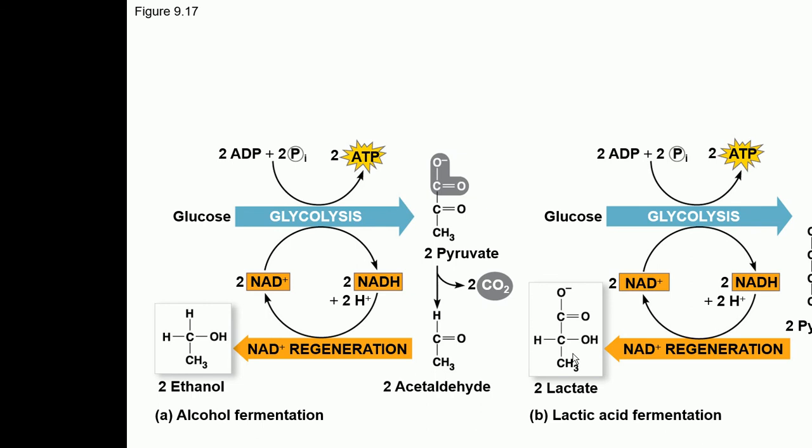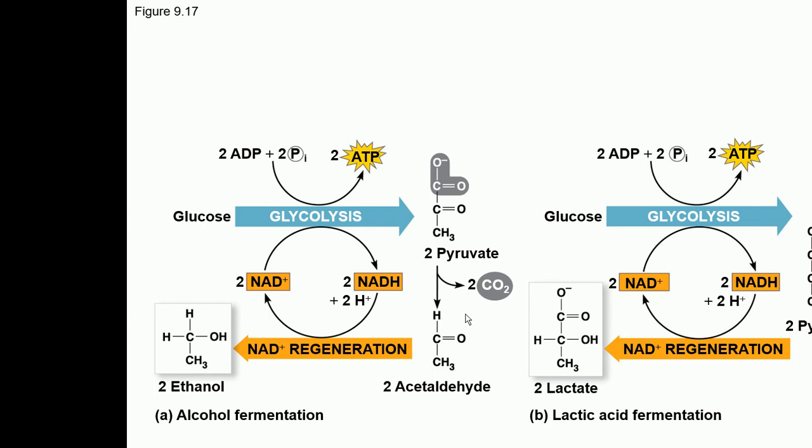So let's go over and talk about the actual process, what happens inside of our muscle cells. Glucose gets converted into pyruvate by the process of glycolysis, and then this pyruvate acts as the electron acceptor because NAD plus is reduced to NADH. So NADH is the reduced form of NAD plus. It is carrying electrons, and these electrons are eventually accepted by pyruvate, and this pyruvate gets converted into lactate.